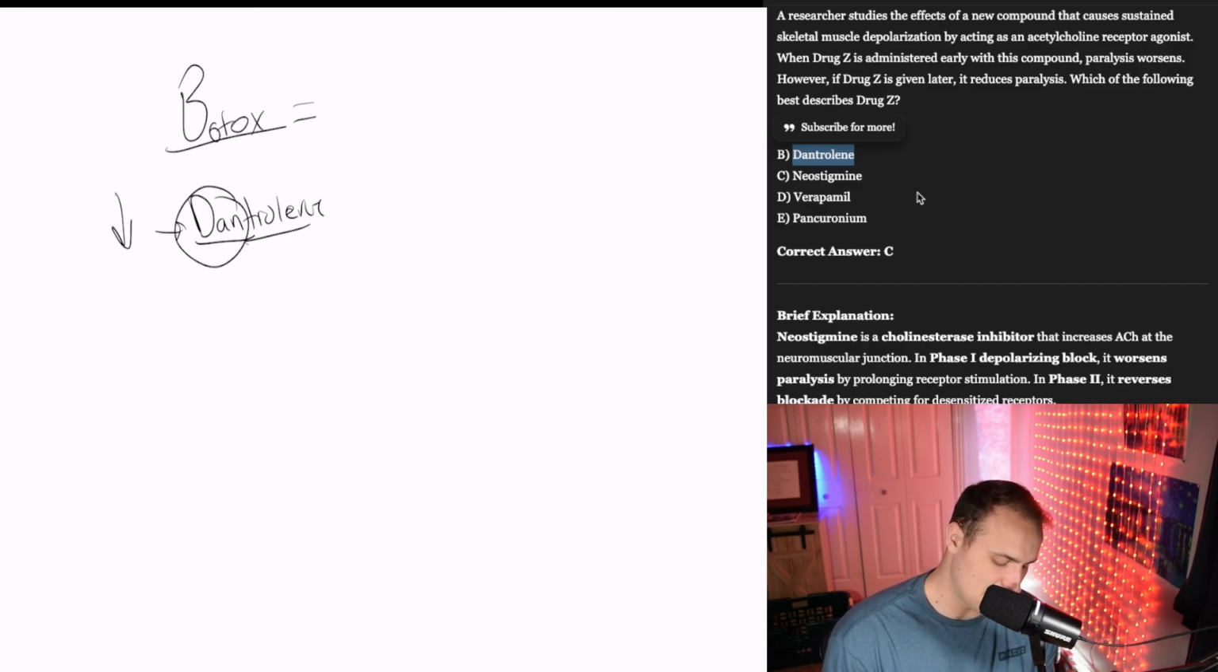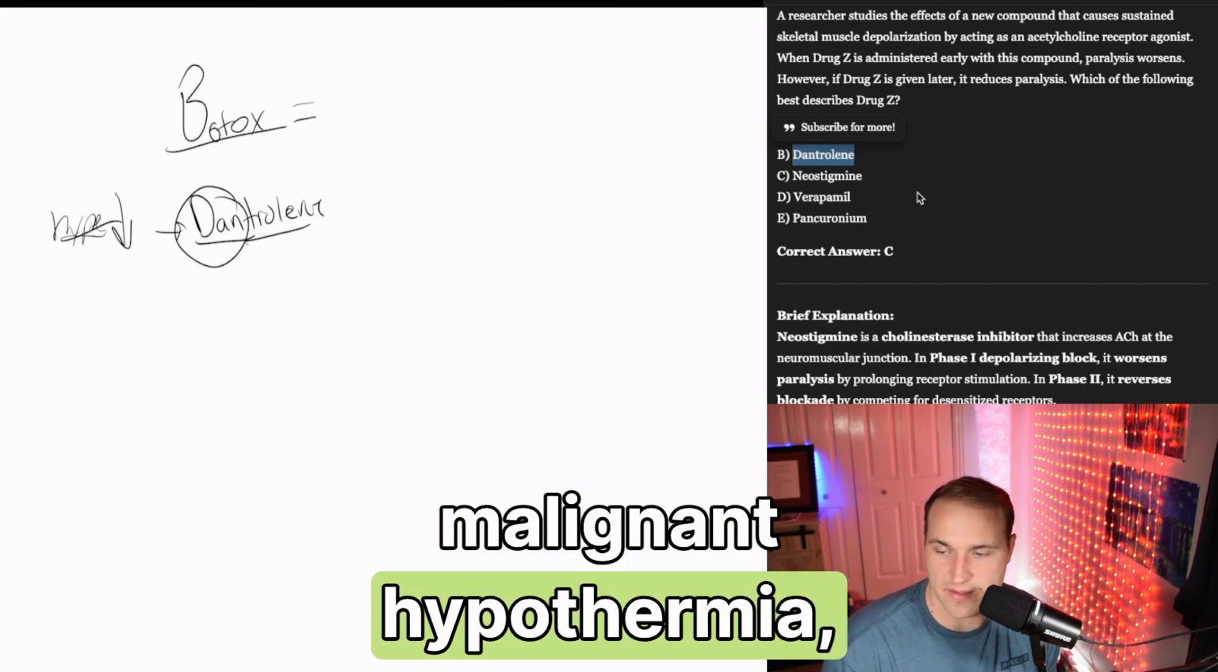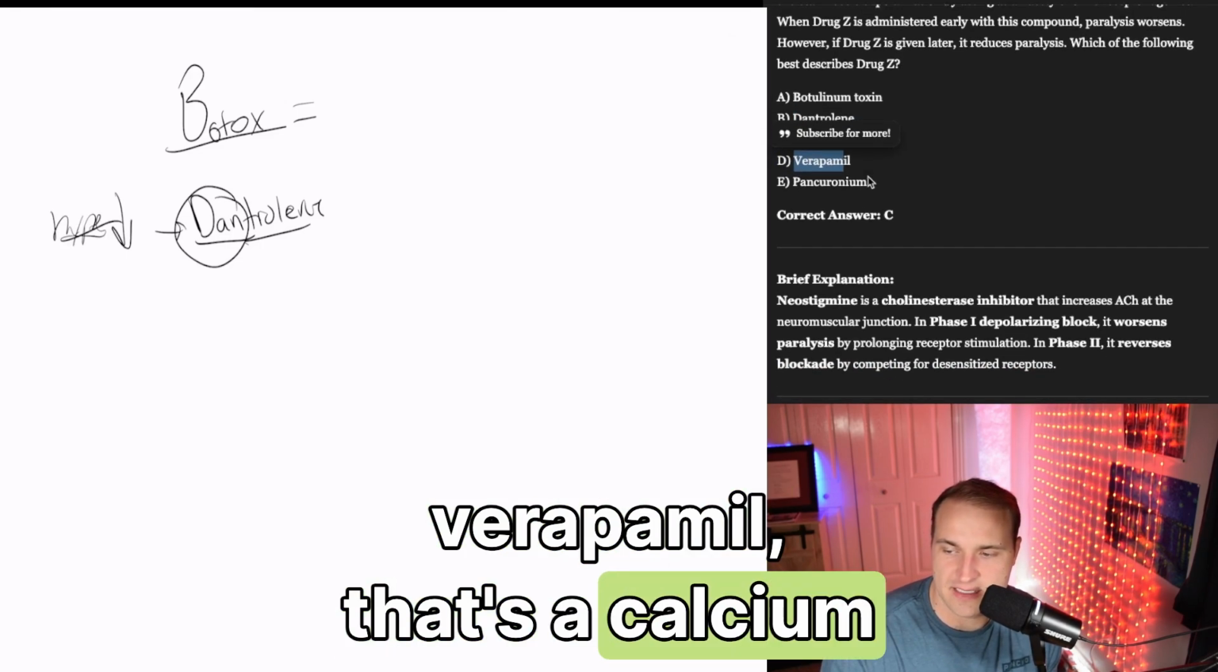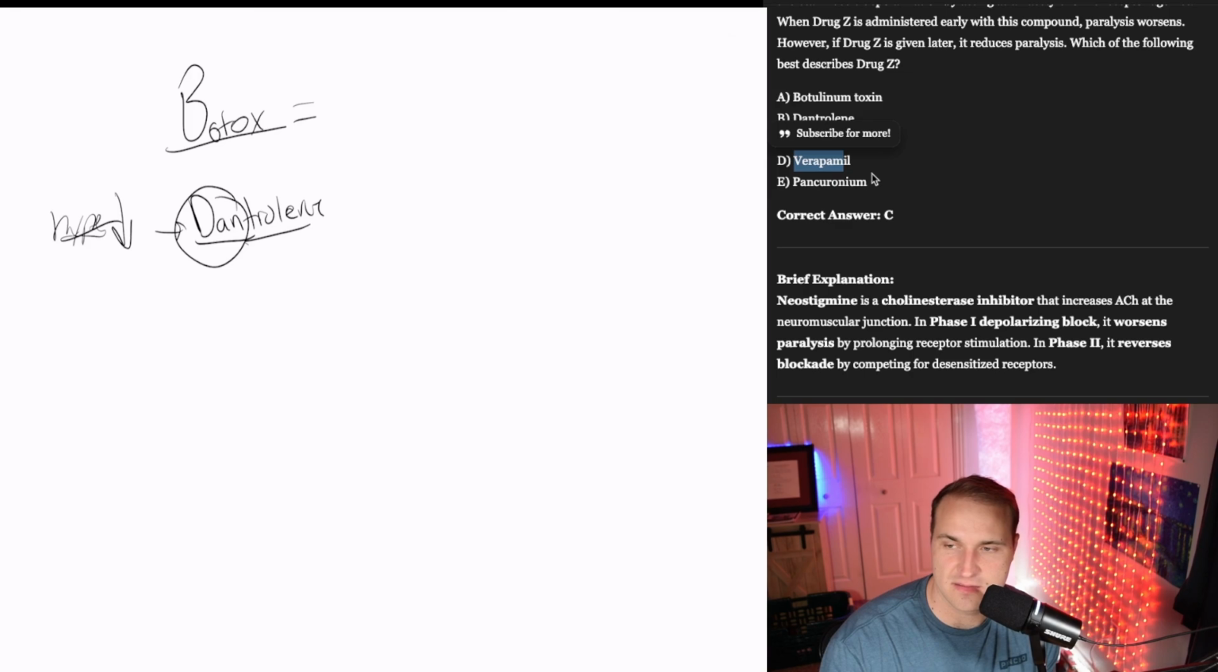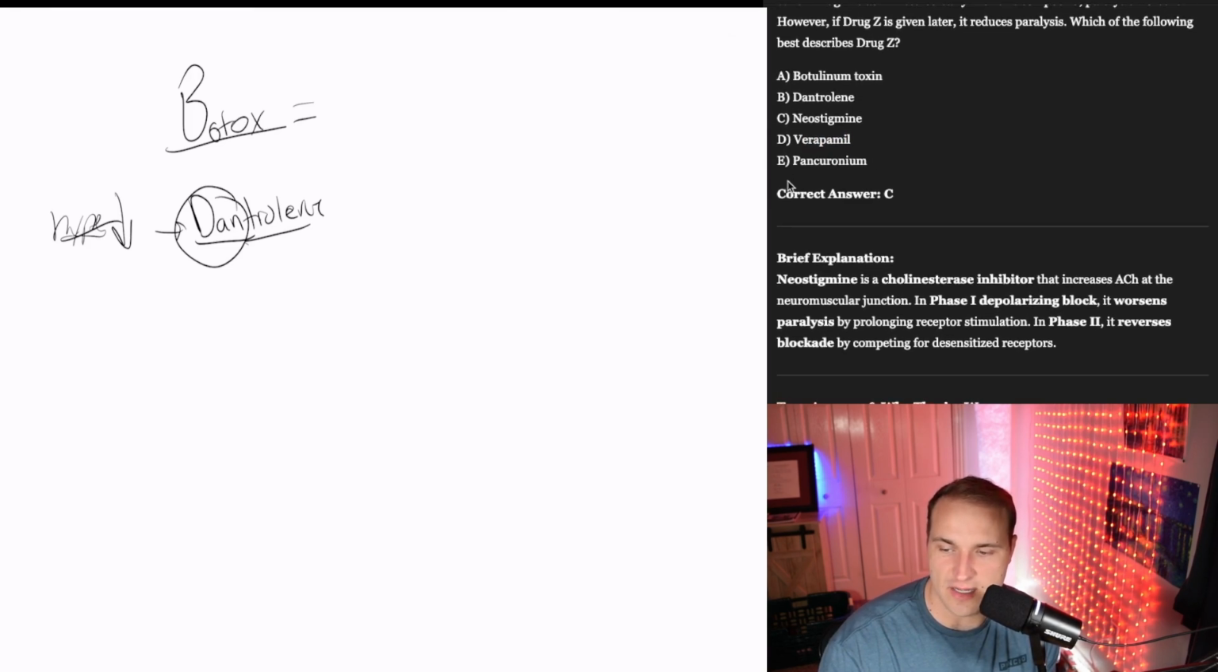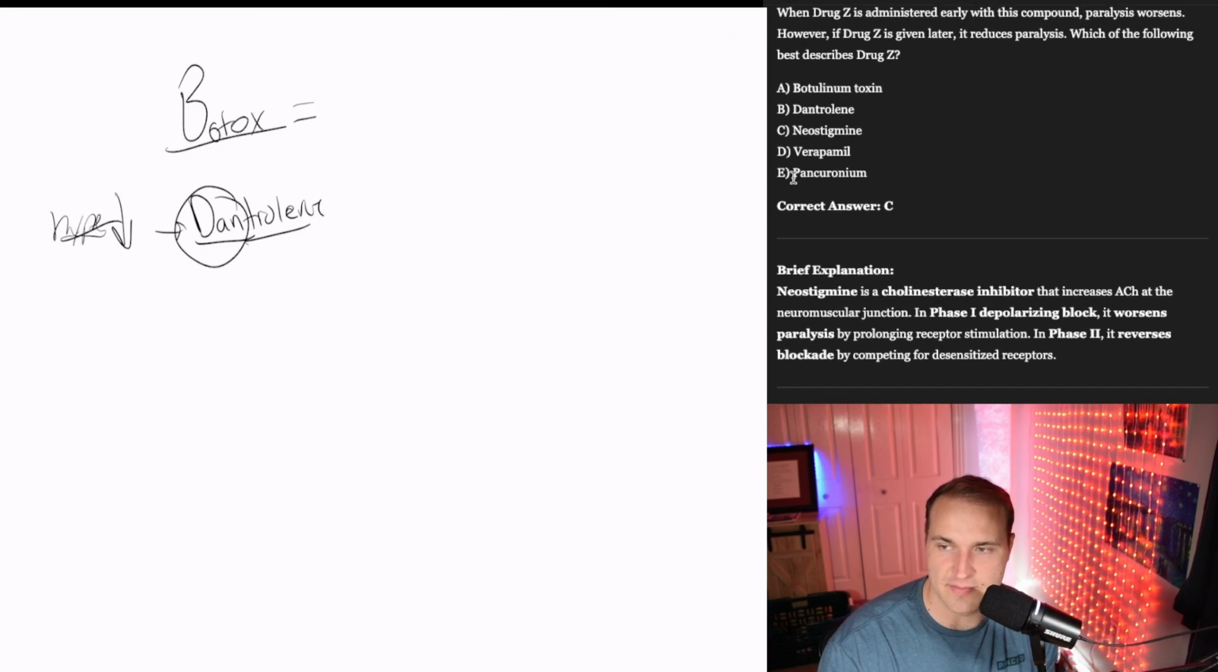Because you're calming down hyperthermia, malignant hyperthermia. Verapamil, that's a calcium channel blocker. It works on the cardiac and smooth muscle, not the neuromuscular junction at all. Pancuronium is a non-depolarizing blocker. It would antagonize, not enhance, the depolarizing block.